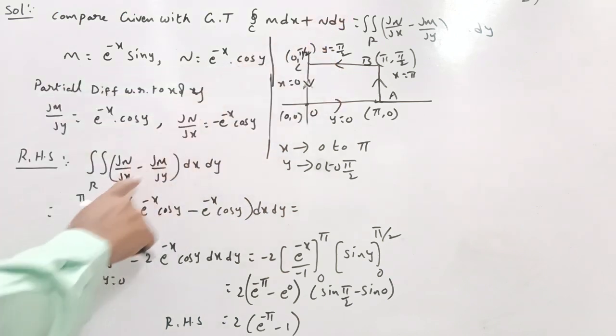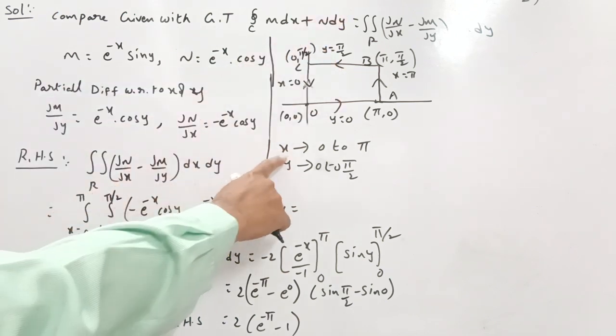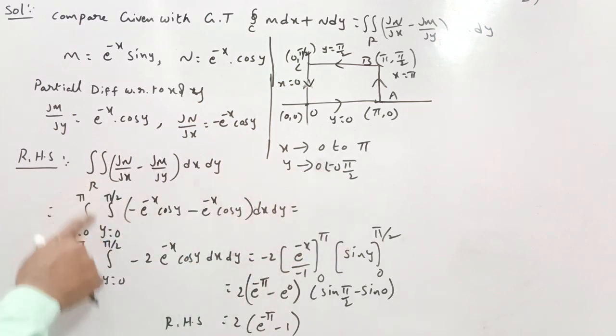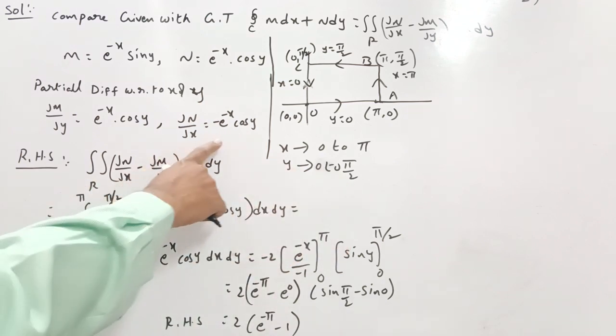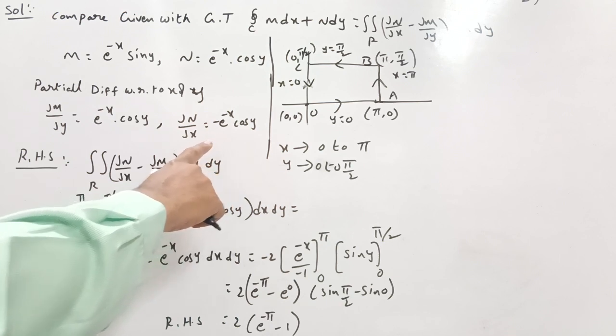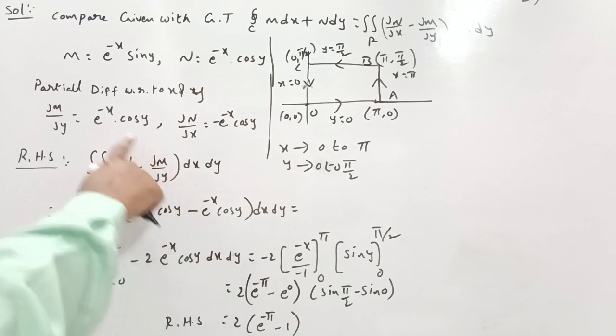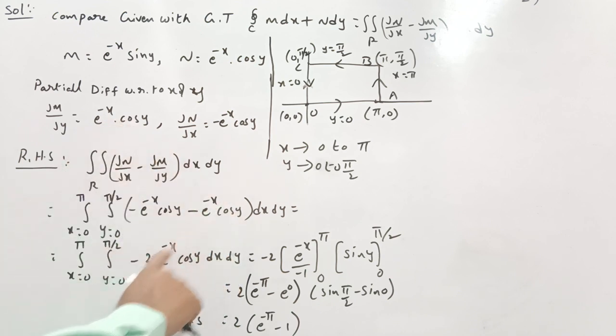Then the right hand side I calculated. Limits are x is changing from 0 to pi, and y is 0 to pi by 2. Dou N by dou x I got minus e power minus x cos y. Then dou M by dou y is what? Minus e power minus x cos y. So minus 2 e power minus x cos y dx dy.